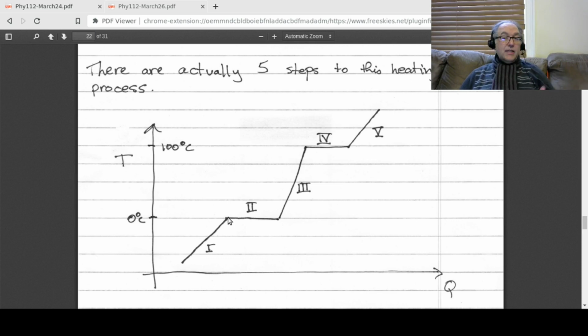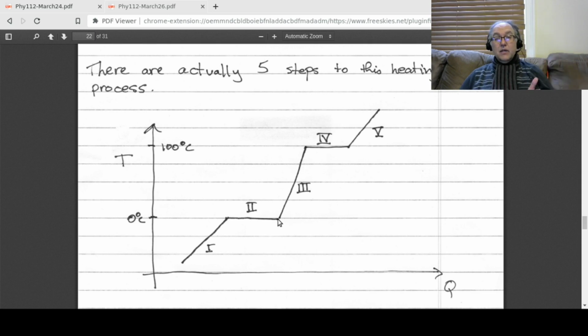But then you've got ice at 0 degrees Celsius, and as you add the heat, it goes through a phase transition and it becomes water at 0 degrees Celsius. During that phase transition, which I have here as Roman numeral 2, the temperature doesn't change, and so you can see here that the temperature flatlines at 0 degrees. Great. Now we have water at 0 degrees Celsius. It's all water. What happens now?